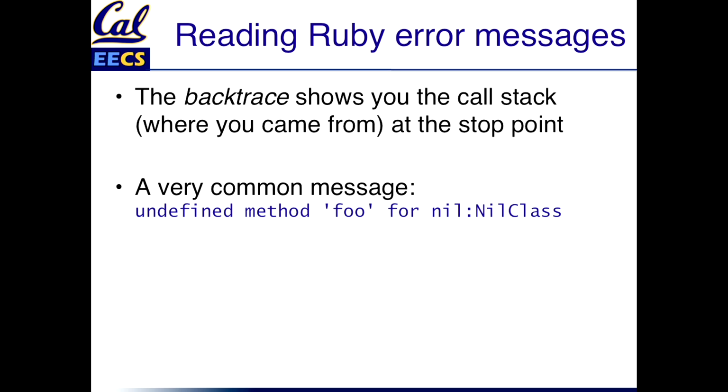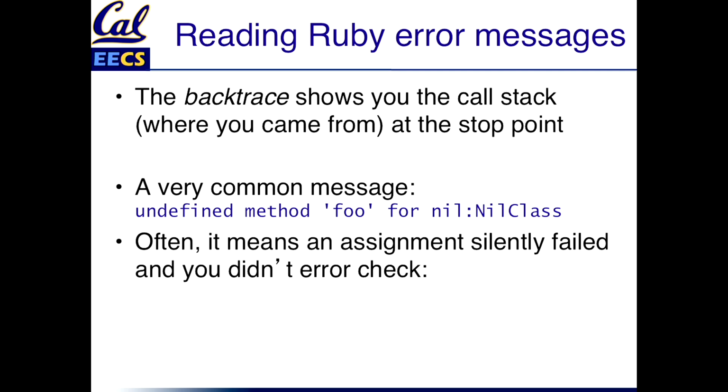A very common message, especially in Ruby, is you'll see "undefined method something for nil." And 99% of the time, here's what's happening in this message. I'm using this as a specific example because it is so common. Often it means that you did some sort of a call where you assigned a variable, but you didn't bother to check for an error condition. And a lot of Ruby methods, when an error of some kind occurs, instead of raising an exception, they'll return nil instead of returning the object that you expected.